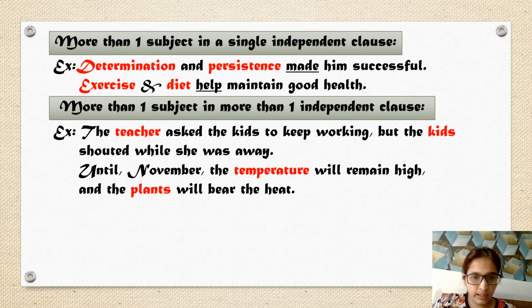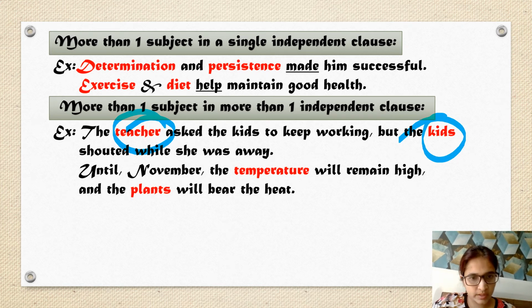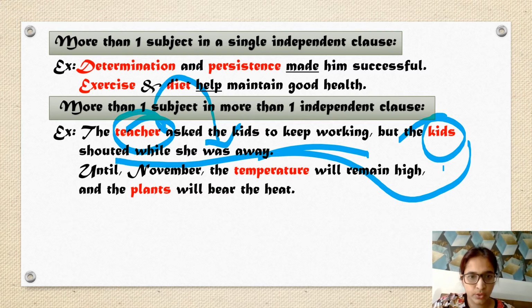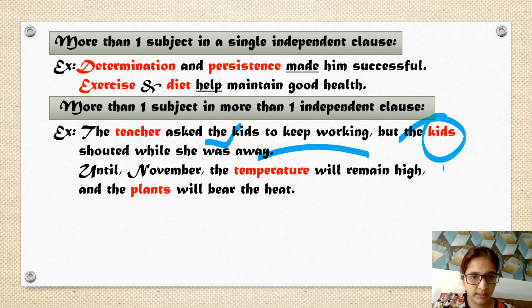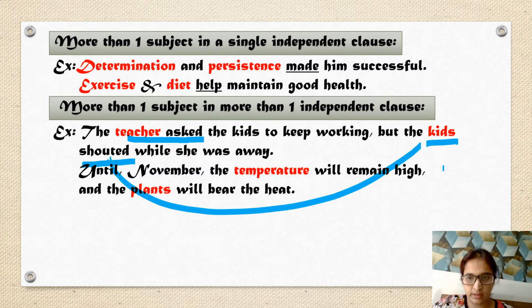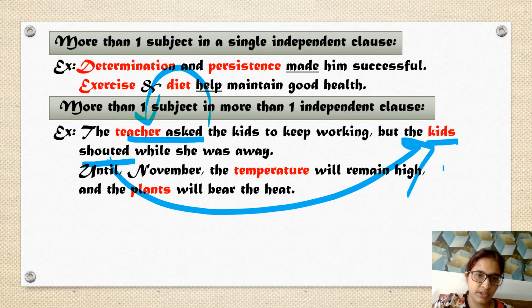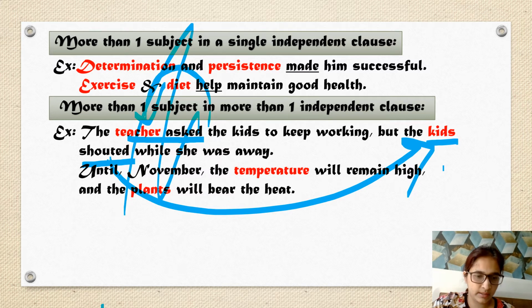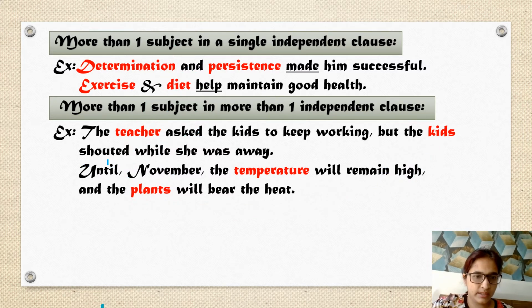In both of these independent clauses there are subjects, because in the first sentence we are talking about the teacher, and in the second sentence we are talking about the kids. So: the teacher asked the kids to keep working, but the kids shouted. As you can see, there are verbs following the subjects. For example, teacher asked, kids shouted. Who shouted? The kids shouted. Who asked? The teacher asked. So in this case, the teacher and the kids are the subjects here, nouns being used as a subject.